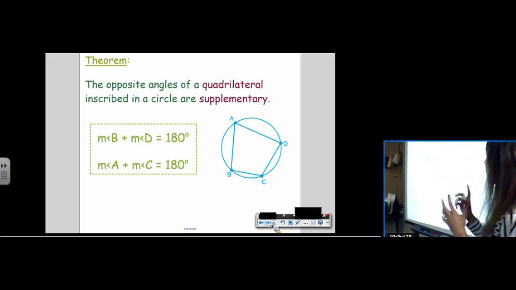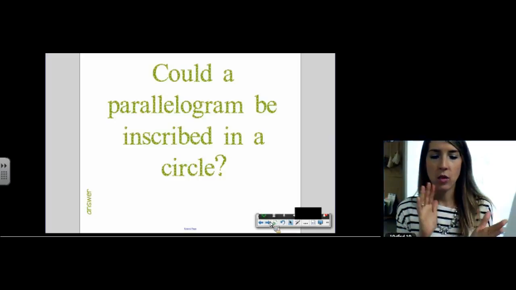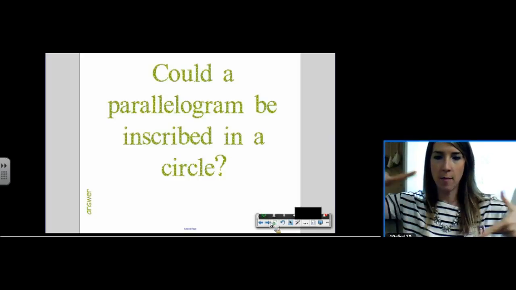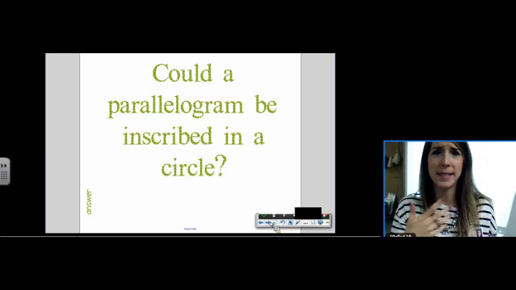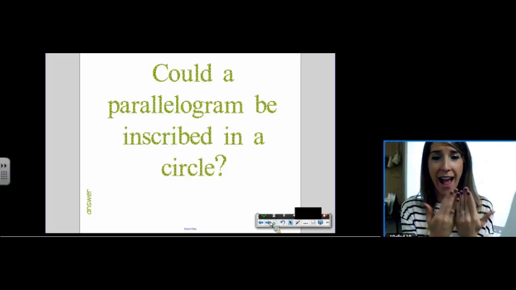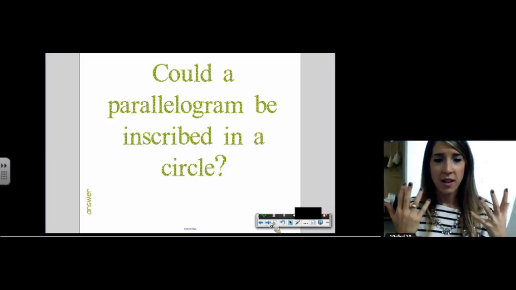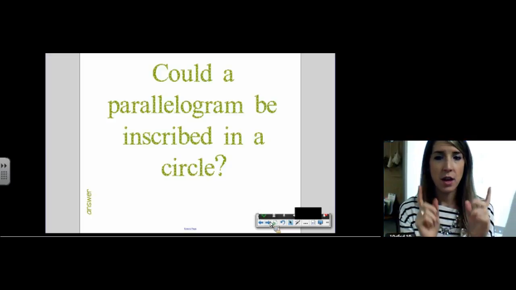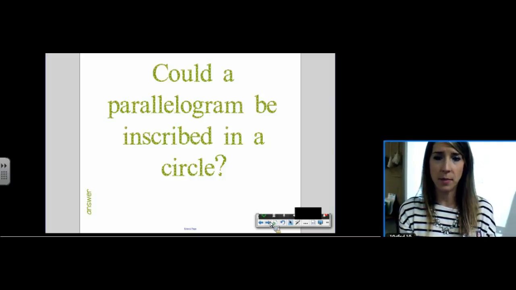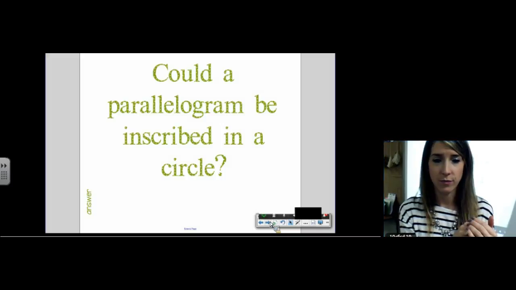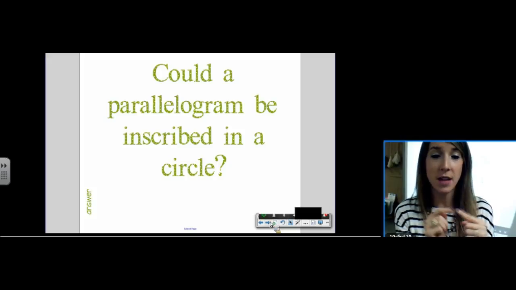So how does that play out with what we just learned? In the quad unit, we learned for a parallelogram, opposite angles are congruent. And now I'm telling you opposite angles are supplementary. Do those clash? Do those negate each other? So, if opposite angles are congruent and opposite angles are supplementary, can you inscribe a parallelogram into a circle? Could they go together? Could you be both of those at the same time?